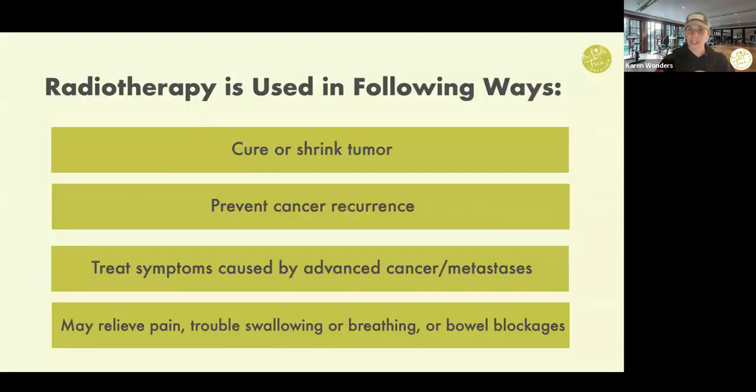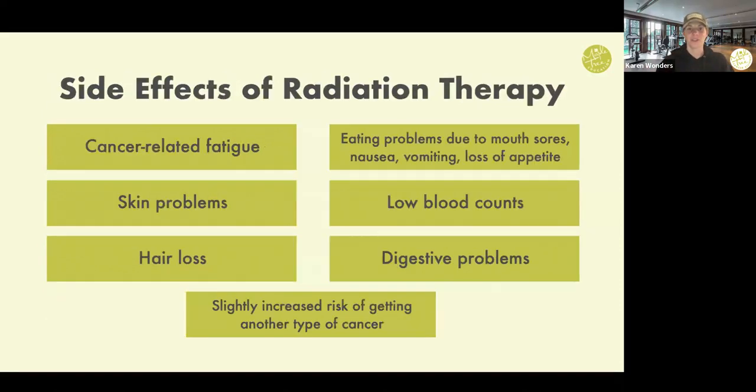Radiation can be used to shrink the tumor. It can be used to prevent cancer recurrence, to treat symptoms that are caused by advanced cancer or metastases, and to relieve pain or trouble swallowing or breathing, similar to that patient that I discussed, or any bowel blockages. So there are many different ways that radiation can be used.